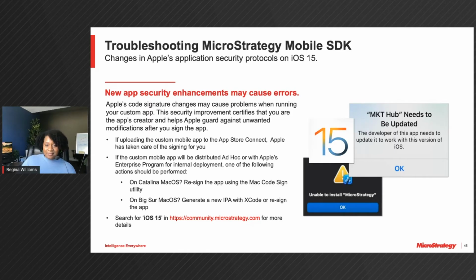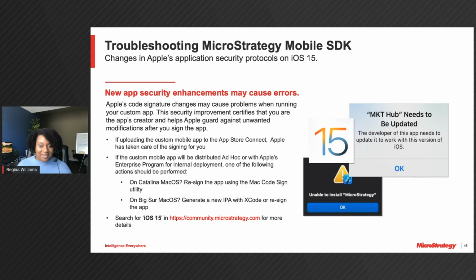So for the custom app distributed ad hoc or through the enterprise program, you have to do one of two things. If you're on Catalina, meaning the Mac that you use to compile the app is Catalina, you'll have to re-sign that IPA that we just generated in a previous demo. If you're on Big Sur, you have the option of either generating a brand new IPA, which would also solve the issue, or going through the same steps to re-sign the app. We have a great KBase article on this if you go to community.microstrategy.com and search for iOS 15 to get more detail on that.